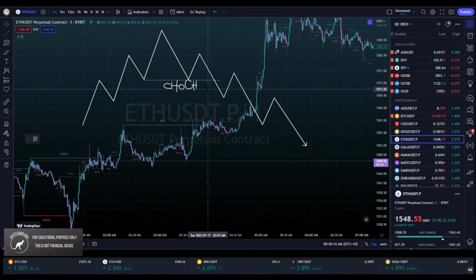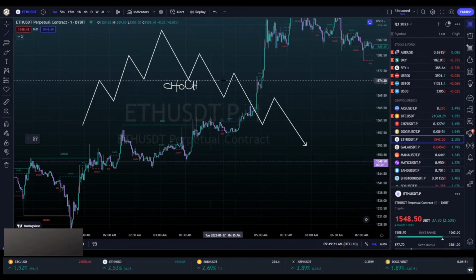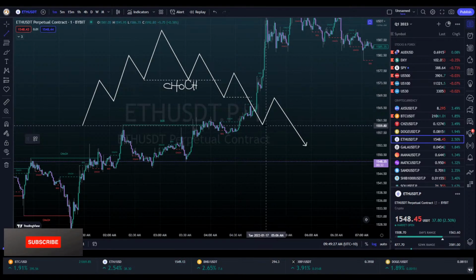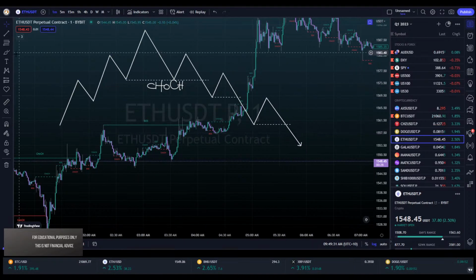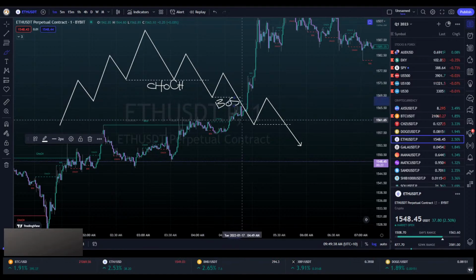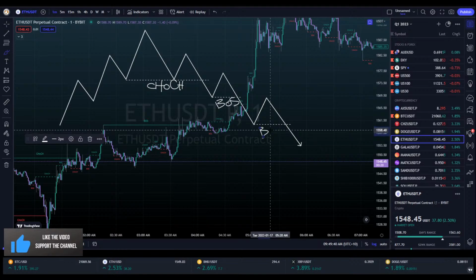Now, a break of structure is when you get a low, like, okay, this is a break of structure here. This is a break of structure here. So a BOS, a break of structure, or a Bank of Scotland, a break of structure, a BOS.